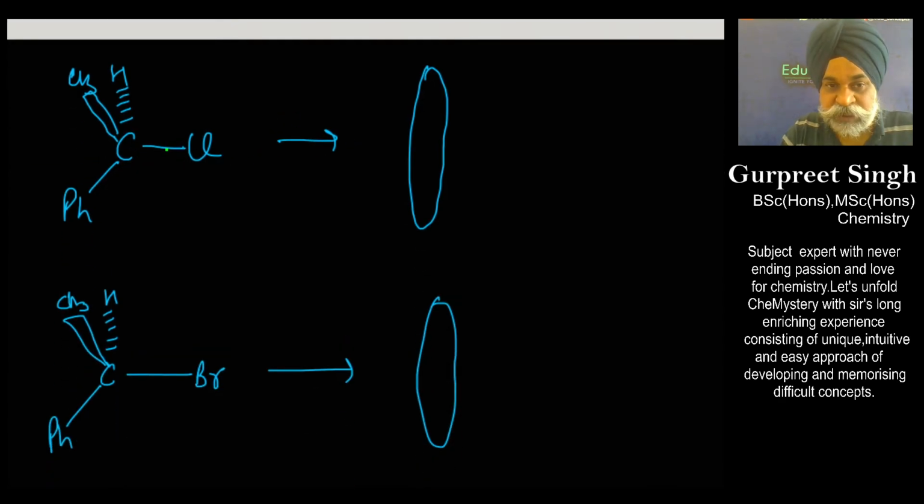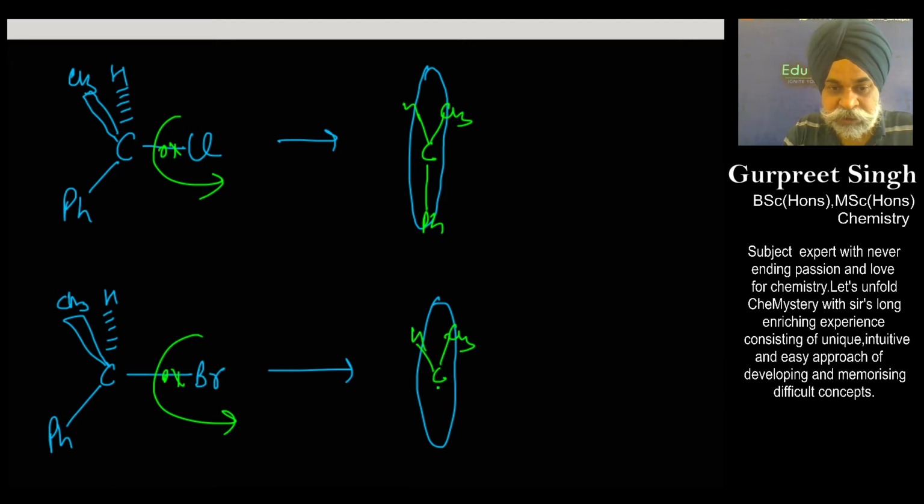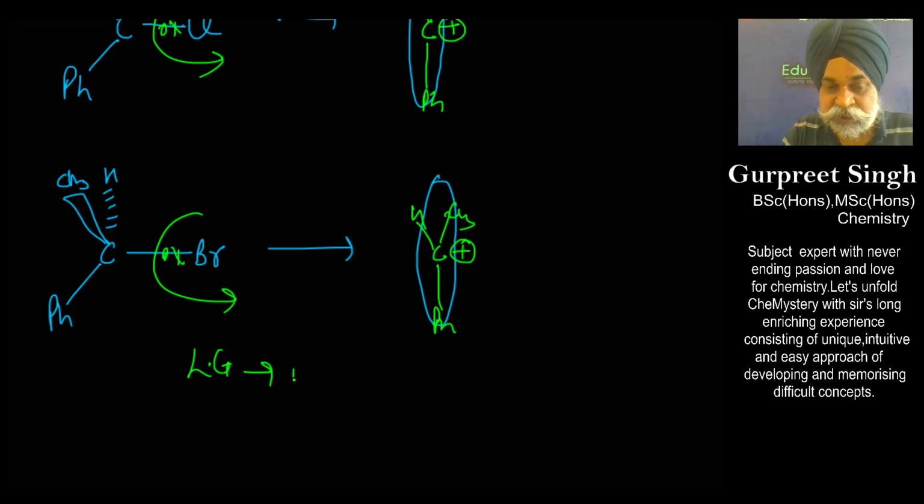Now in the case of Cl, first the Cl goes out and you end up getting this thing, CH3 H and pH, and if it is Br, this goes out and you end up getting CH3 H and pH, and here you would get a positive charge, here you would also get a positive charge. Now the point is, Cl negative is not a good leaving group compared to Br negative, because the leaving group tendency of Br negative is better than that of Cl negative.